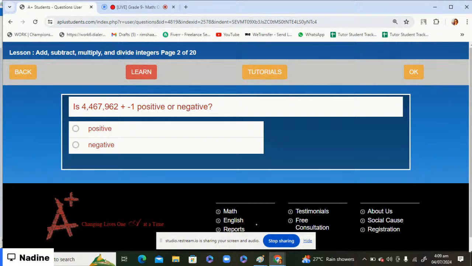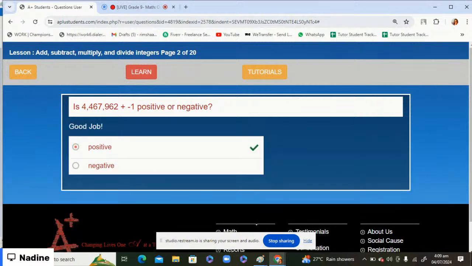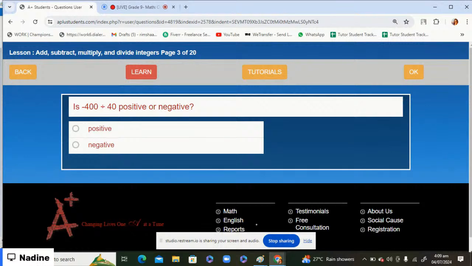Now look here. Here is the greatest number, which is positive, added with the smallest number, which is negative. So the answer is positive or negative? The greatest number is positive, so it means that your answer is positive. Okay. Now let's do the division.